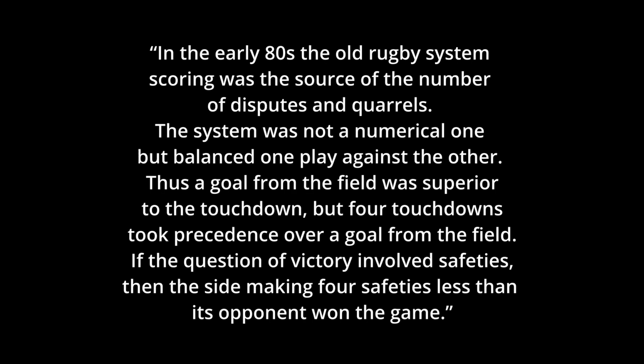Again, from Allison Danzig's book, The History of College Football: In the early 80s, the old rugby system of scoring was a source of a number of disputes and quarrels. The system was not a numerical one, but balanced one play against the other. Thus, a goal from the field was superior to the touchdown, but 4 touchdowns took precedence over a goal from the field. If the question of victory involved safeties, then the side making 4 safeties less than its opponent won the game.